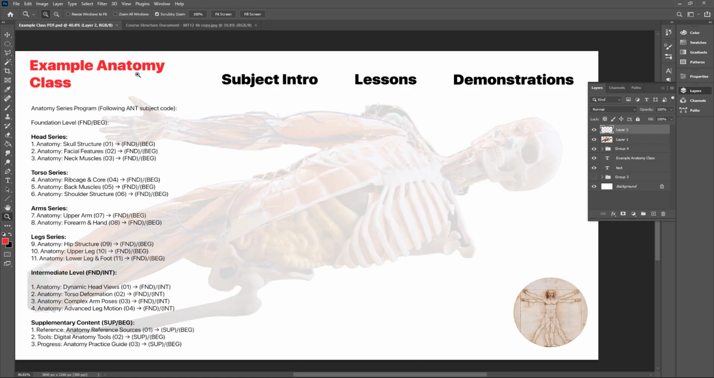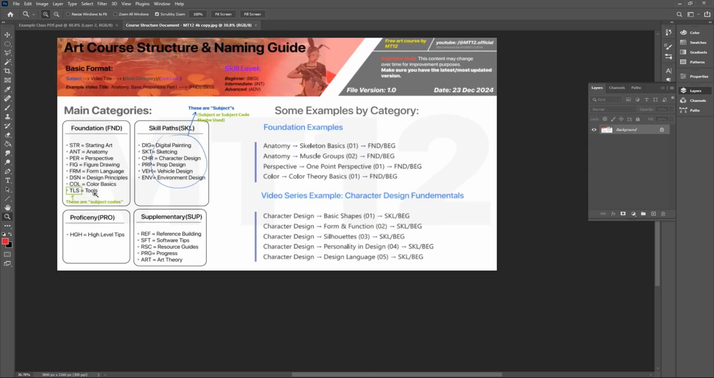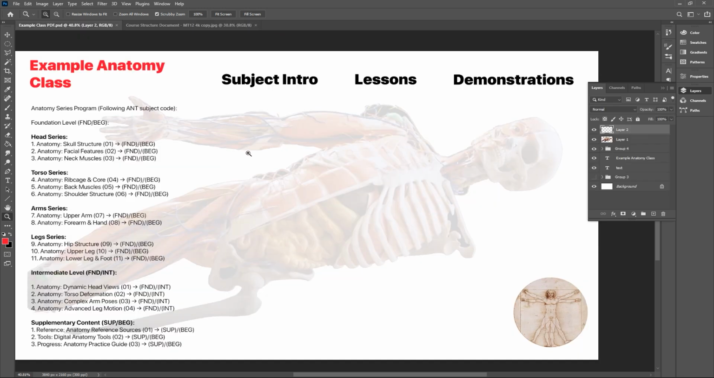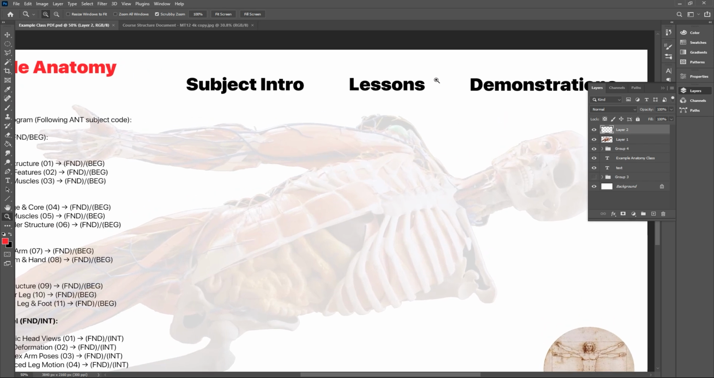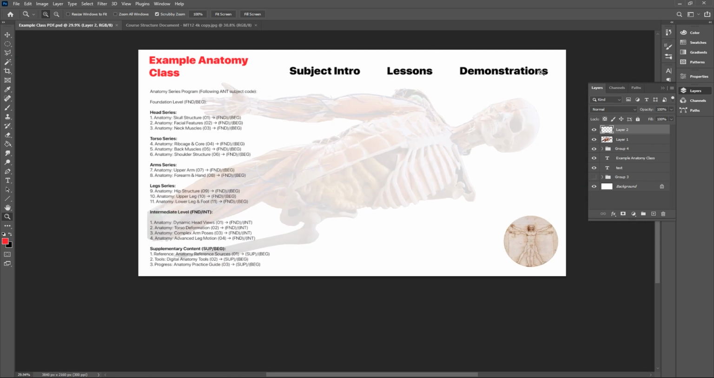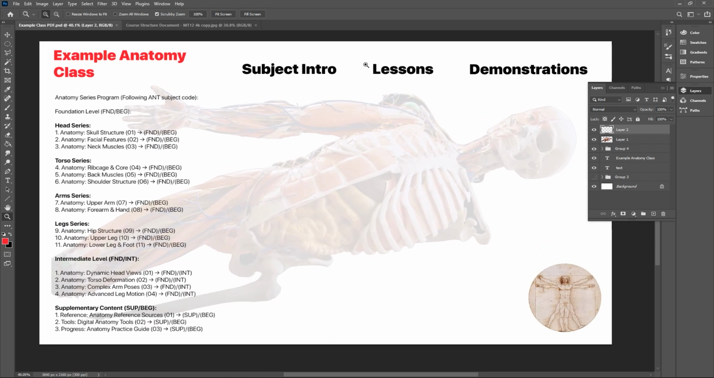So how are our subjects created? First, I will have a subject intro. Then there will be two main classes of lessons. One is lessons, other one is demonstrations. And how it works is, the lessons are going to be the real lessons. These are also kind of lessons, but in here it will be just like a lecture that you have bought from the internet.